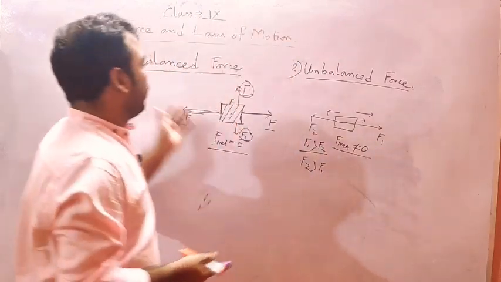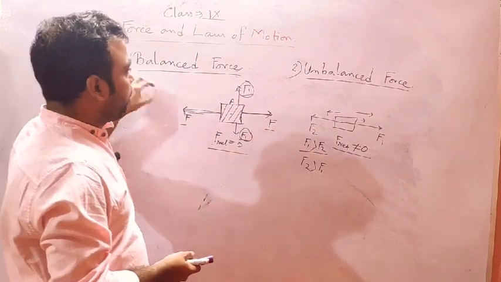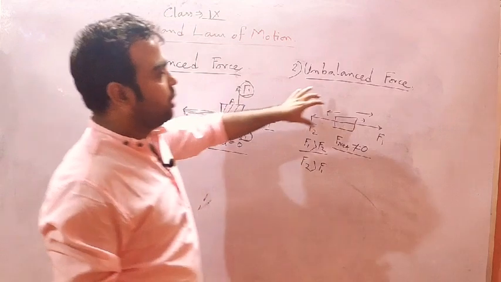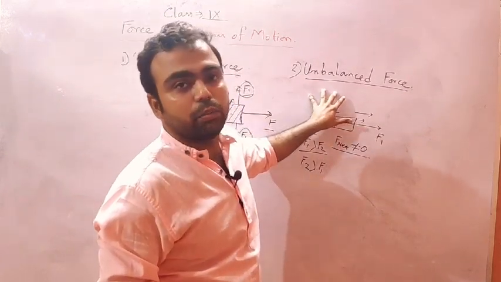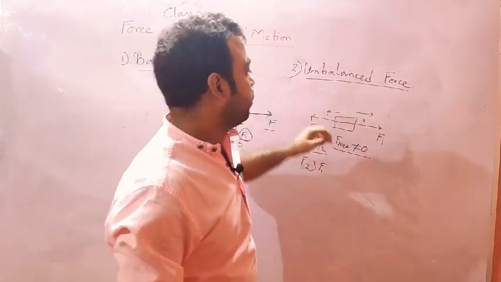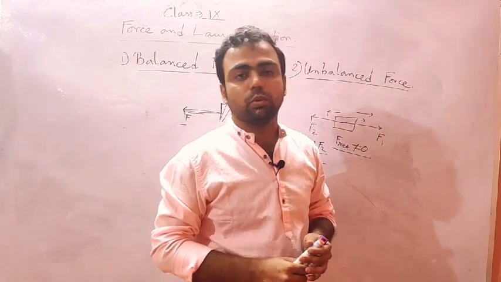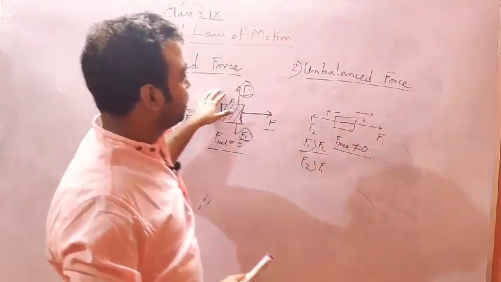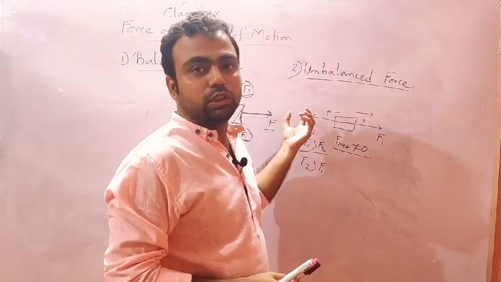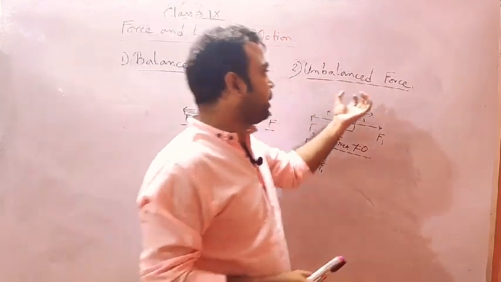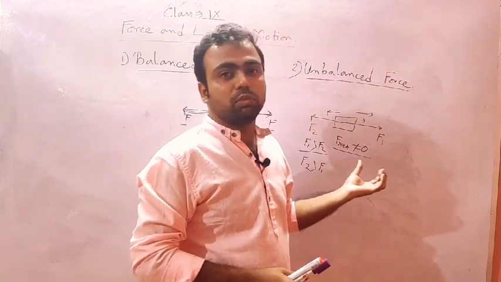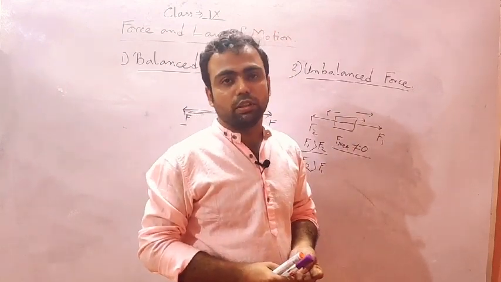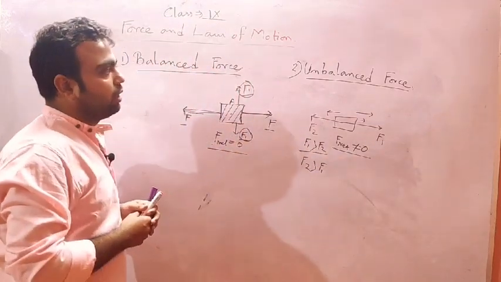Okay, so when the net force acting on a body is 0, we call it balanced force. When the net force acting on a point is not 0, we say it is unbalanced force. Balanced force cannot be responsible for a change of state, but unbalanced force is responsible for a change of motion. This is the main difference.